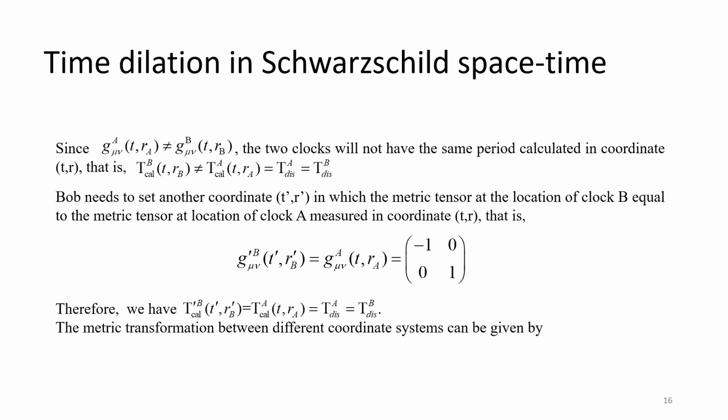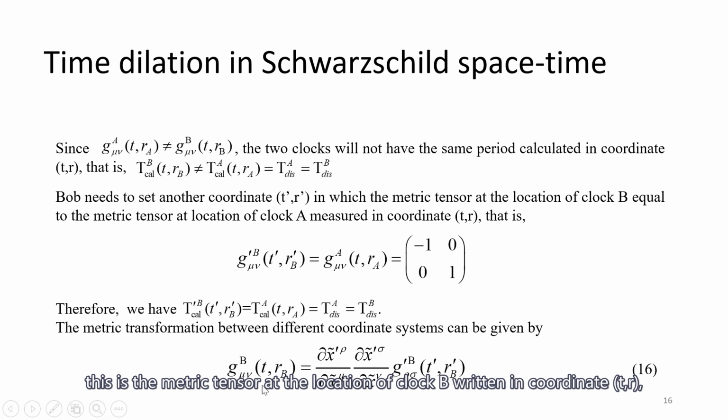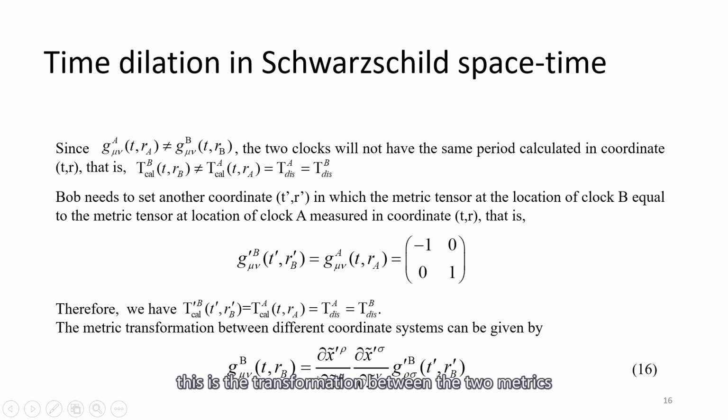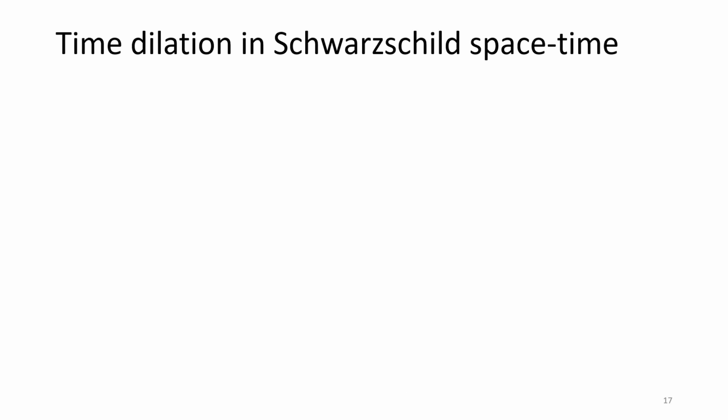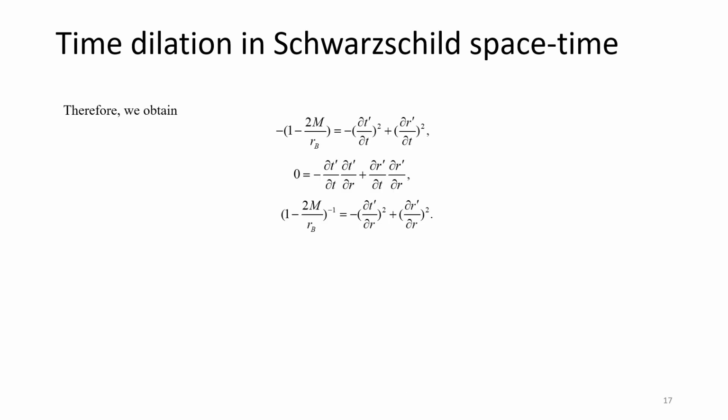Then the metric transformation between different coordinate systems can be given by this formula. So this is the metric tensor at the location of clock B, written in coordinate t, r. And this is the metric tensor at the location of clock B, written in coordinate t', r'. And this is the transformation between these two metrics. Therefore, we obtain these three equations.